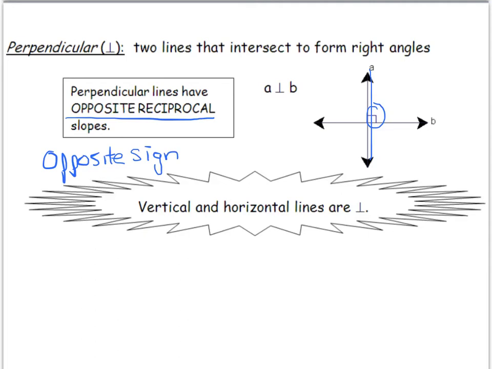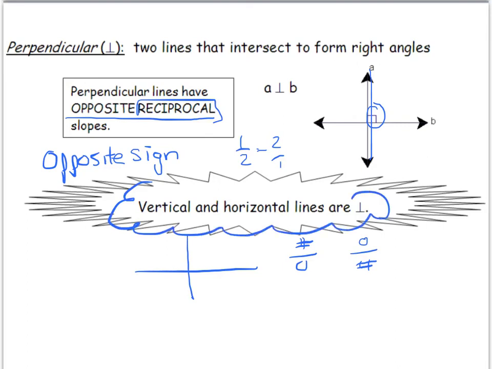And you guys should know what the reciprocal of a fraction is. If I give you the fraction 1/2, my reciprocal would be 2/1. Okay? So vertical lines and horizontal lines are also perpendicular. The reason being, well, one's vertical, one's horizontal. And if you think about this, for a vertical line, the slope is undefined, meaning that we'd have some number over 0, and our horizontal line would be 0 over some number here. So we want to remember vertical lines and horizontal lines are perpendicular. We want to remember that perpendicular lines also have opposite reciprocal slopes.